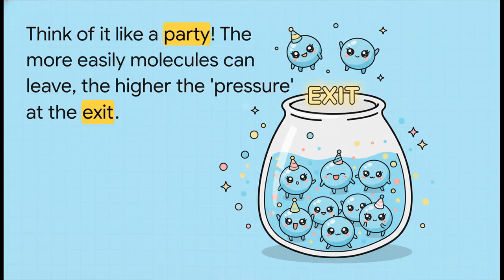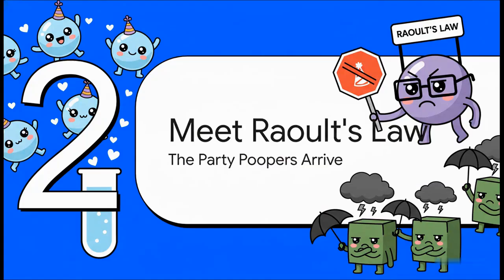I want you to imagine a party, a really big party. The molecules in a liquid are all the guests. Now, the easier it is for these guests to escape the party and head for the door, the higher the pressure builds up right at that exit. And that, in a nutshell, is vapor pressure. So, the party is going great, right? The molecule guests are leaving freely, everything's cool.